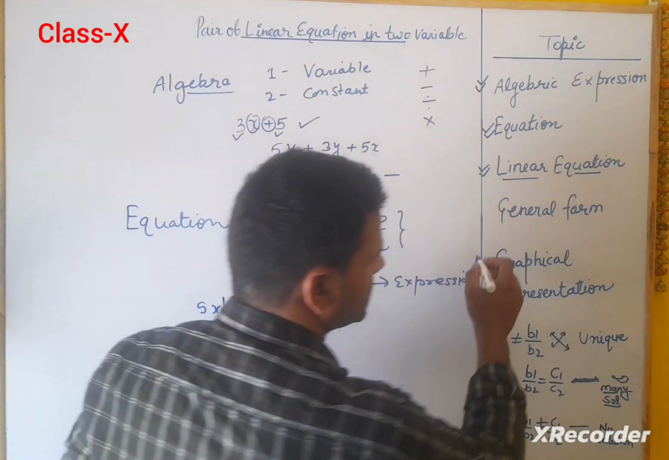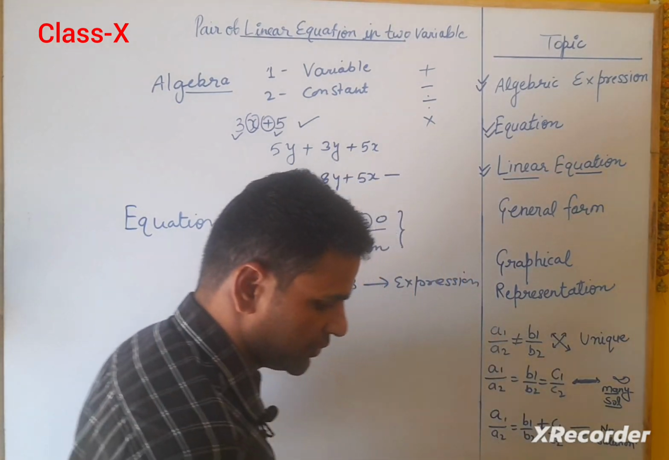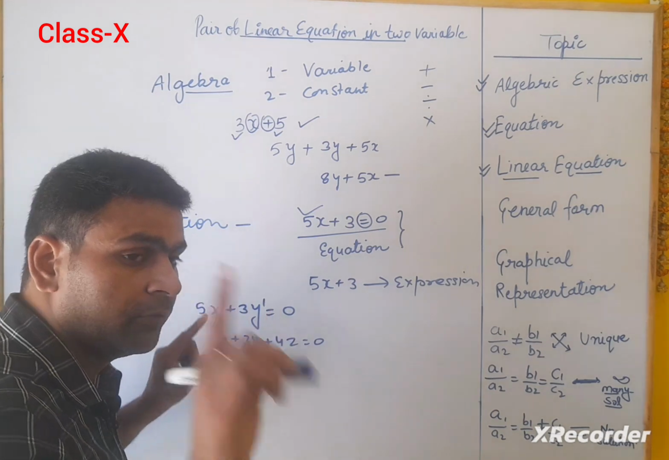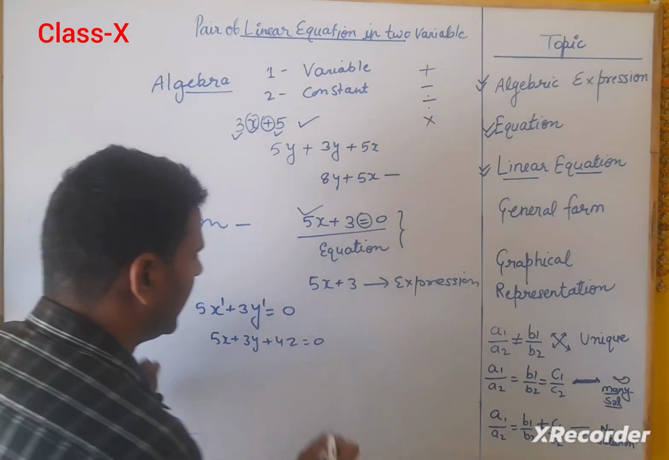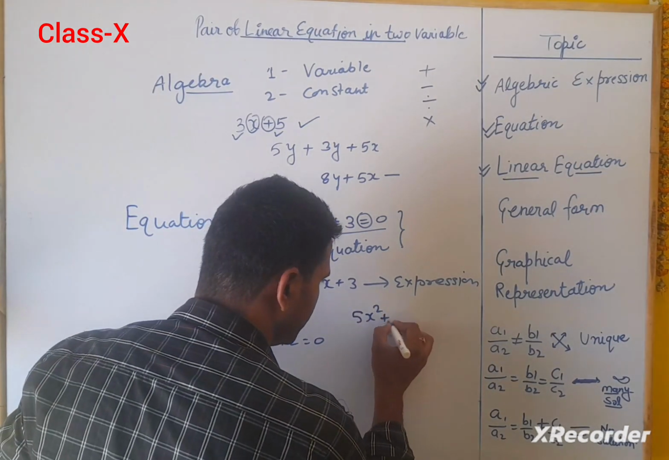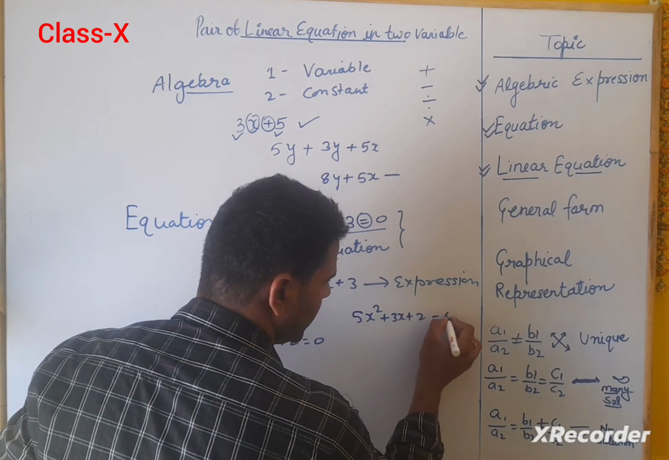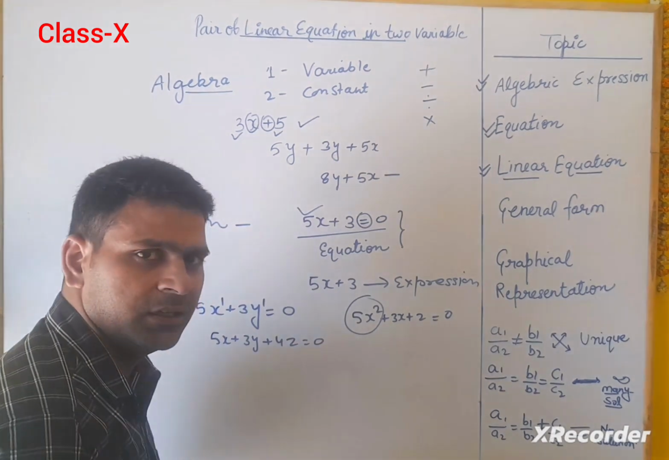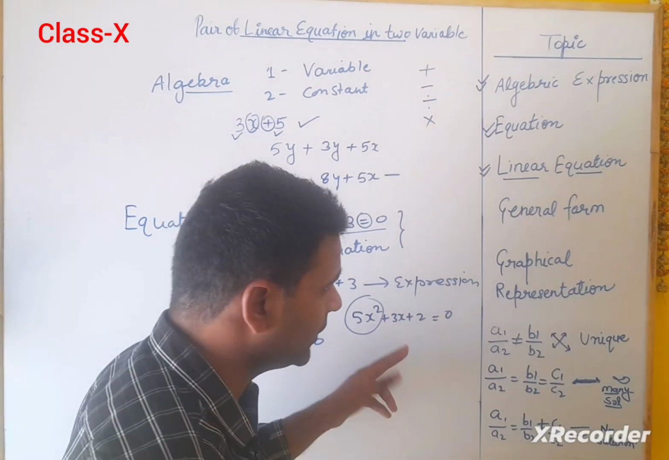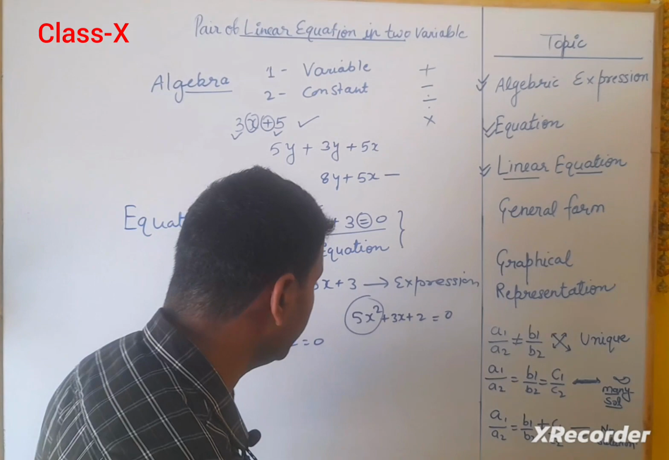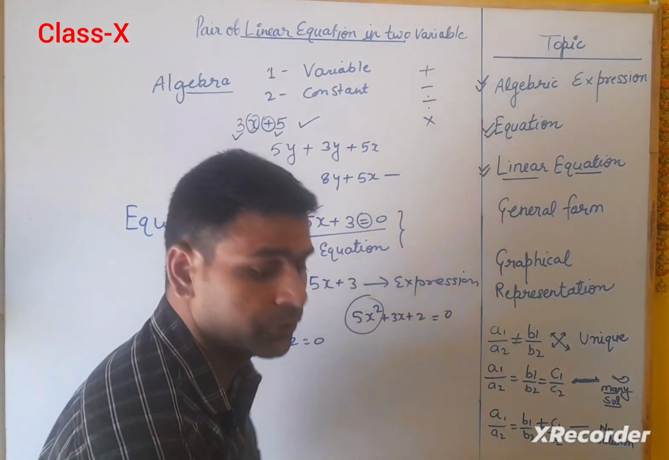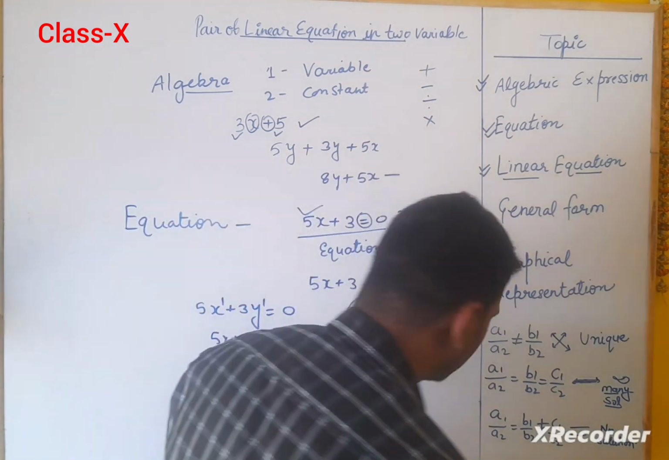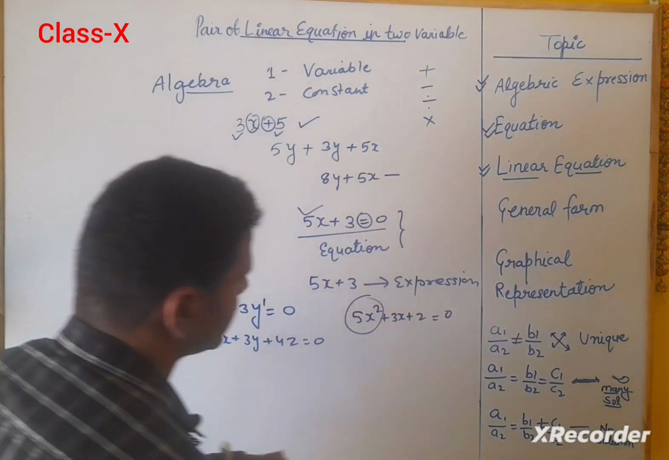I hope the general linear equations are understood. Linear means the maximum power of the variable should be 1. If I have written 5x² + 3x + 2 = 0, can we say that it is a linear equation? No, it is not, because the power 2 is mentioned here. That is a quadratic equation. All these things are clear.